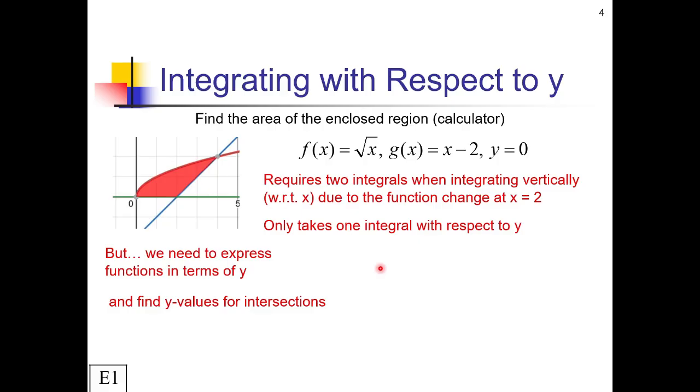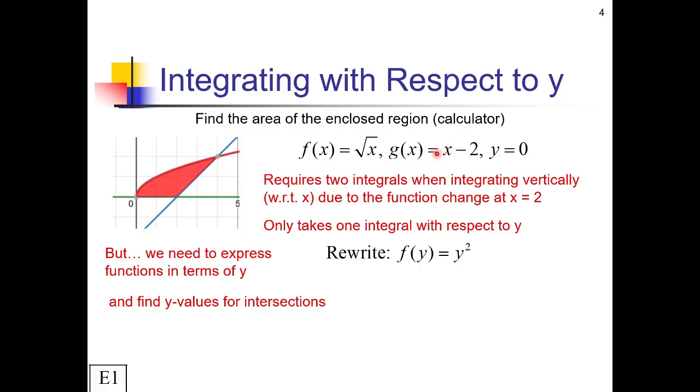So with all that in mind, pause the video and see if you can figure out how to integrate this thing one way or another, but try the with respect to y part of it. Alright, so rewriting my functions. To rewrite f of x equals square root of x, if I wanted to get x by itself, I would have to square both sides. So I could also write this as x equals, or f of y equals y squared.